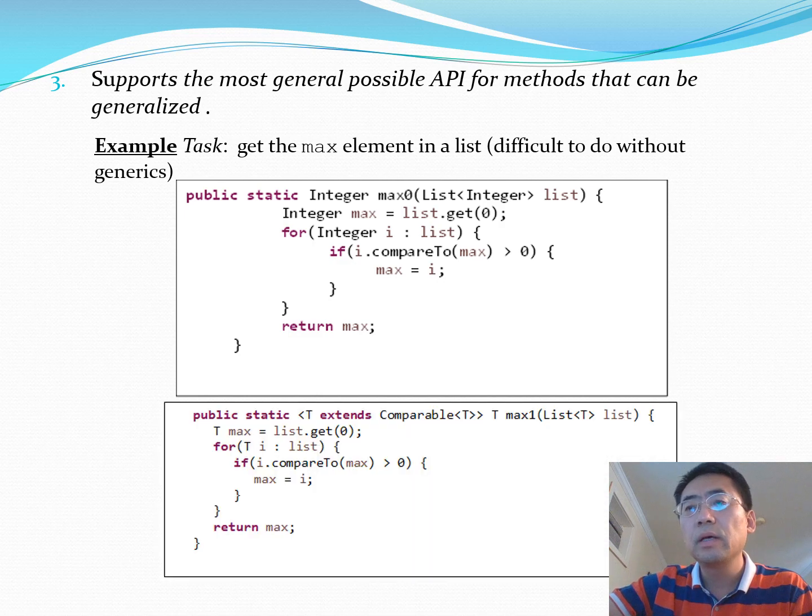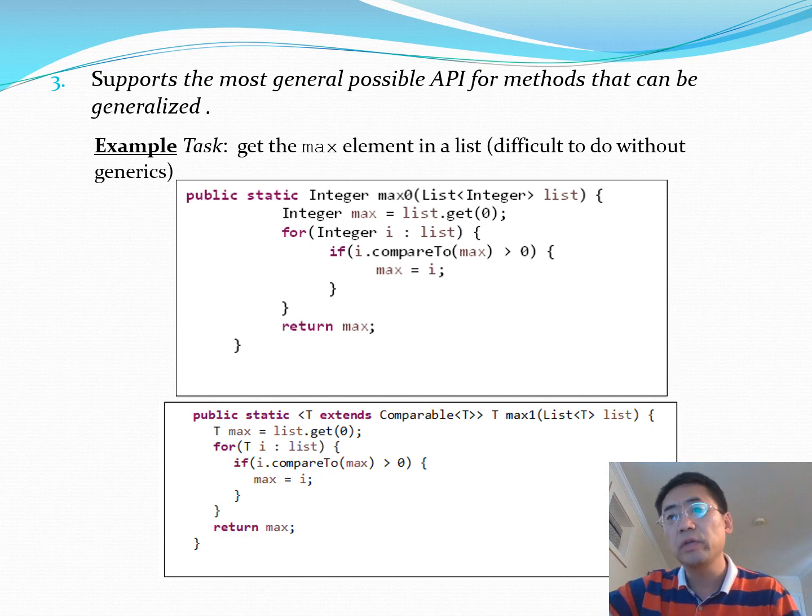Another benefit, if we look at these two methods, we see that method 1 only works for integers. When you loop through a list of integers, you want to find the max value. But the second example down here says I can work on a list of T's. T here is a type variable. It can be any type. But the restriction is this type T has to be a subtype of Comparable. That means whatever T is, we should be able to compare those items.